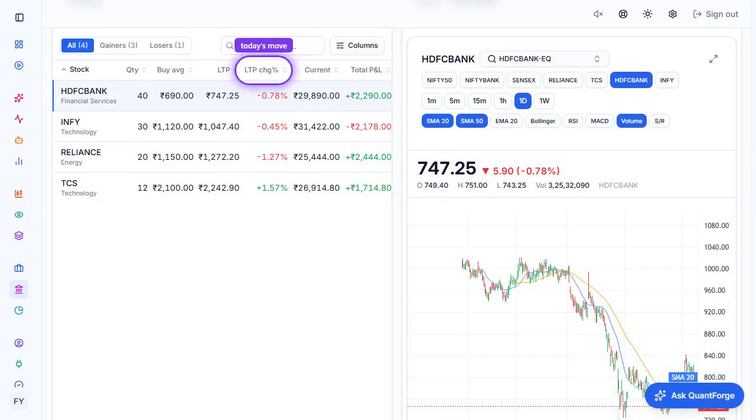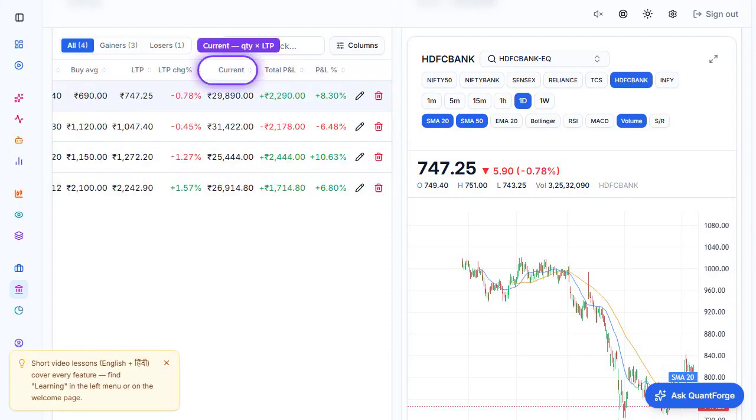Why do I need both the rupee profit and the percentage? Because they answer different questions. Rupees tell you how much money it made. Percentage tells you how well it performed. A small holding up 40% and a large one up 2%. The big one made more money, the small one was the better investment.